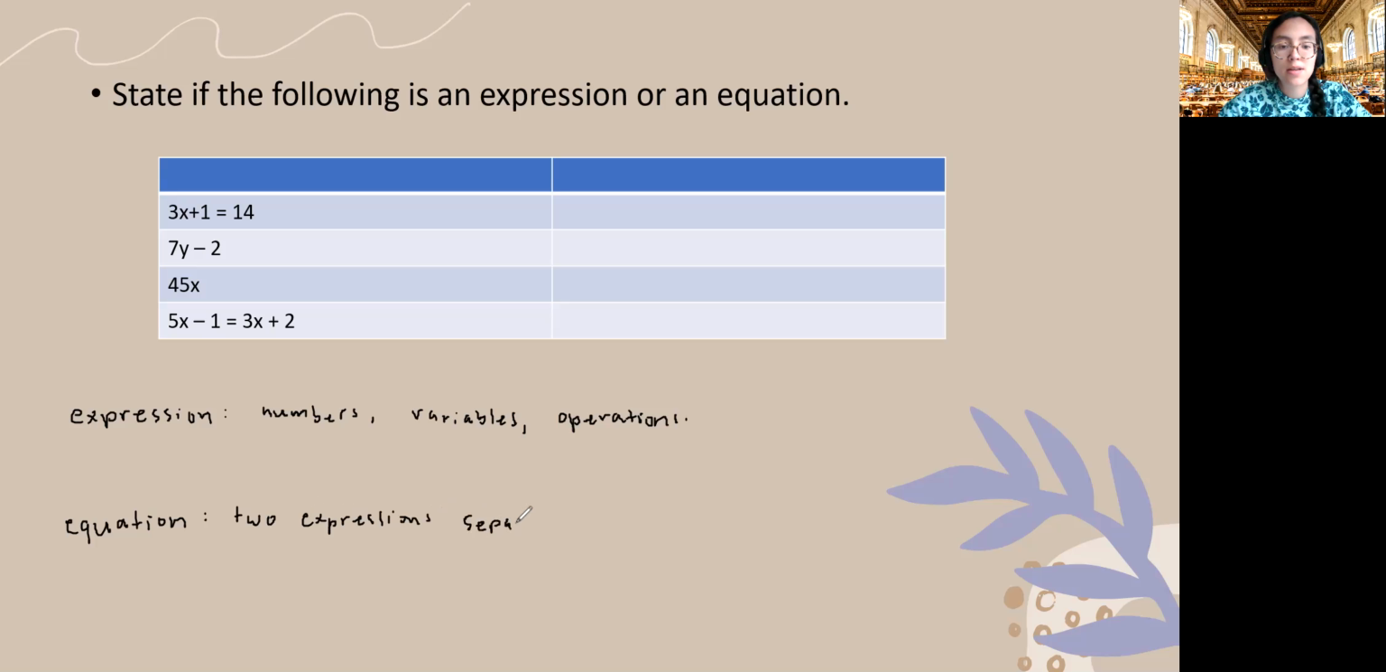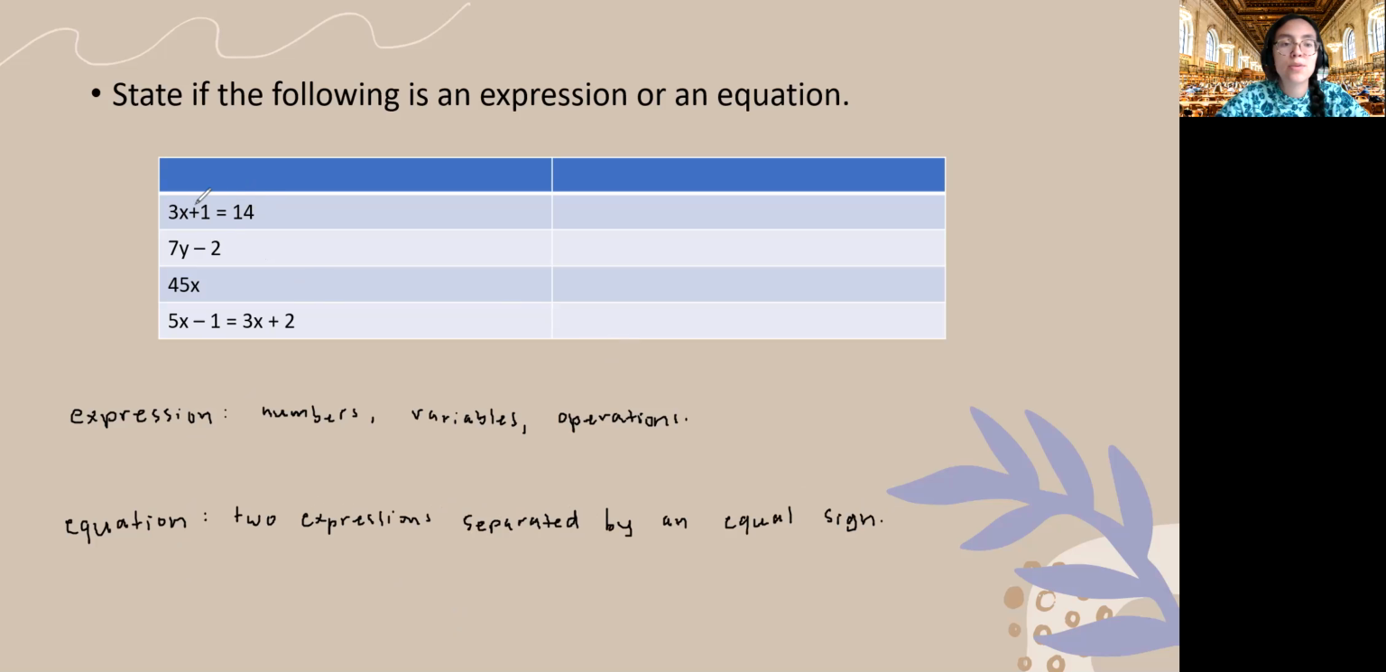An equation is a mathematical statement where we have two expressions separated by an equal sign. Okay. So you can write out the full definitions, that would be fantastic, but I'm just simply abbreviating it for time.